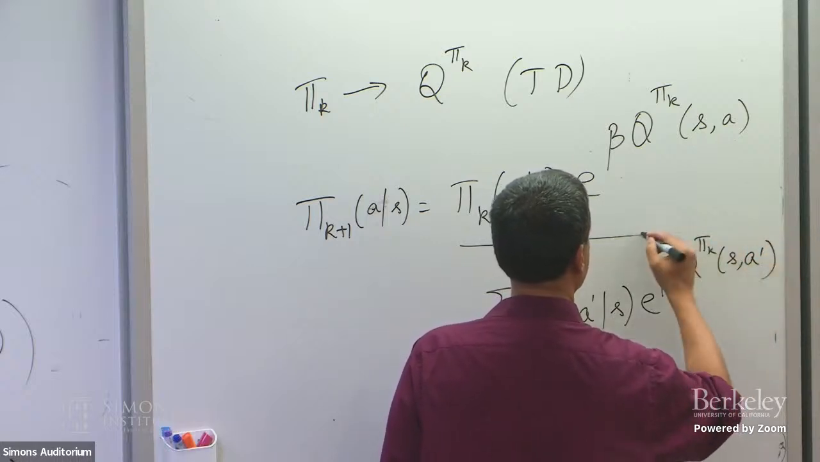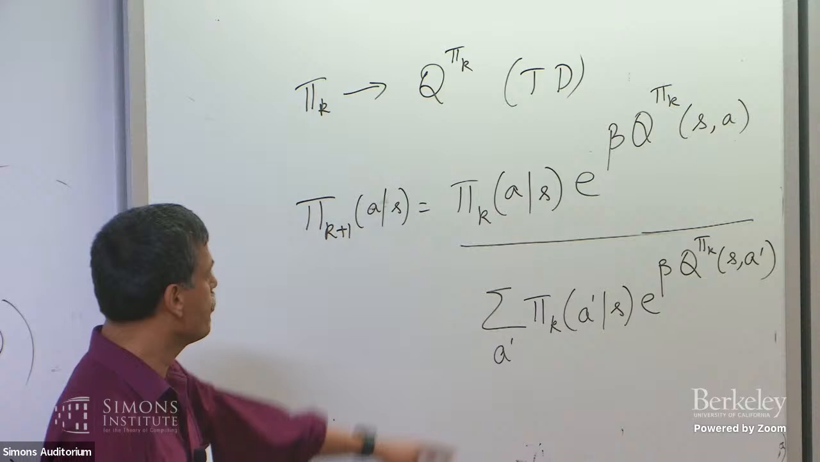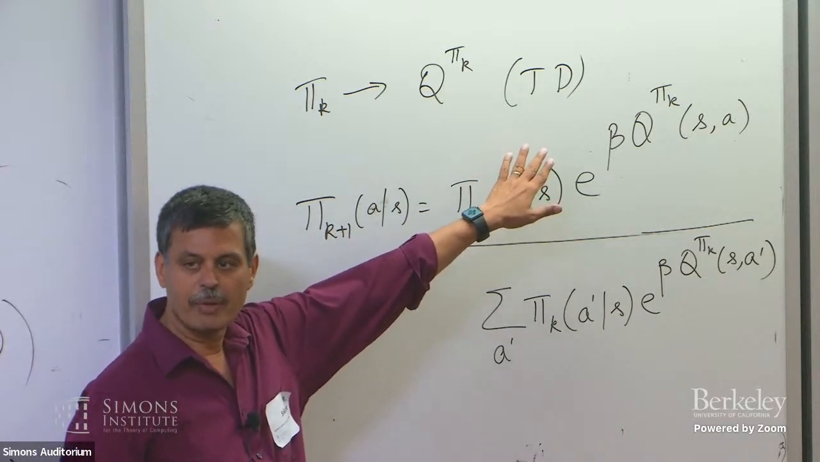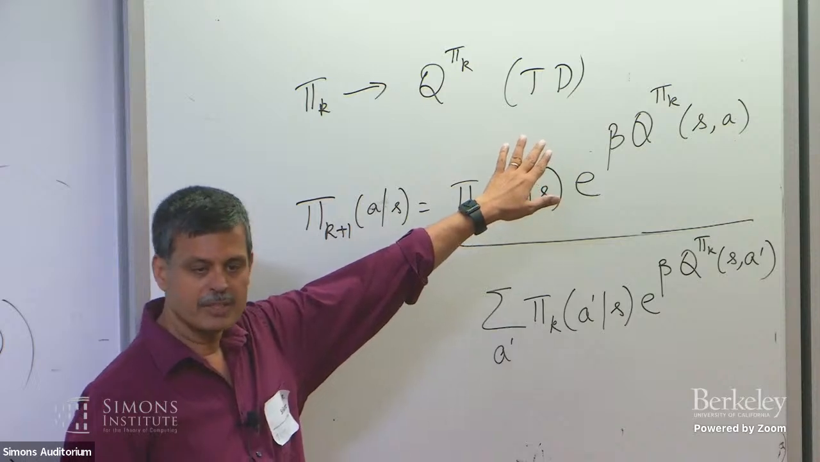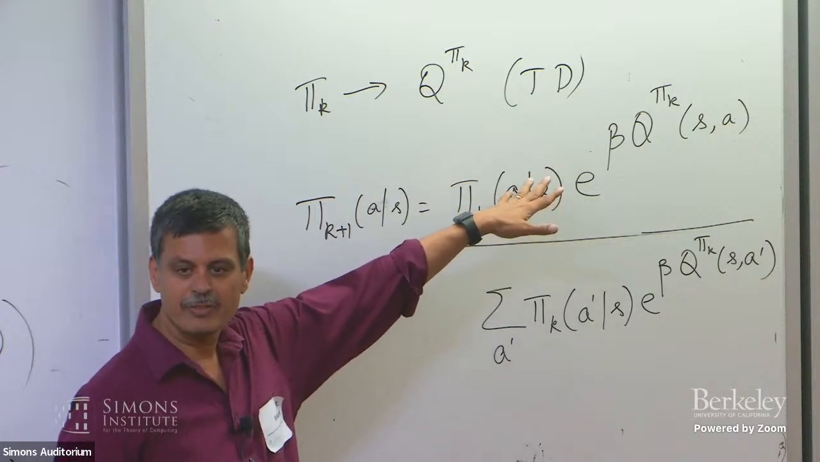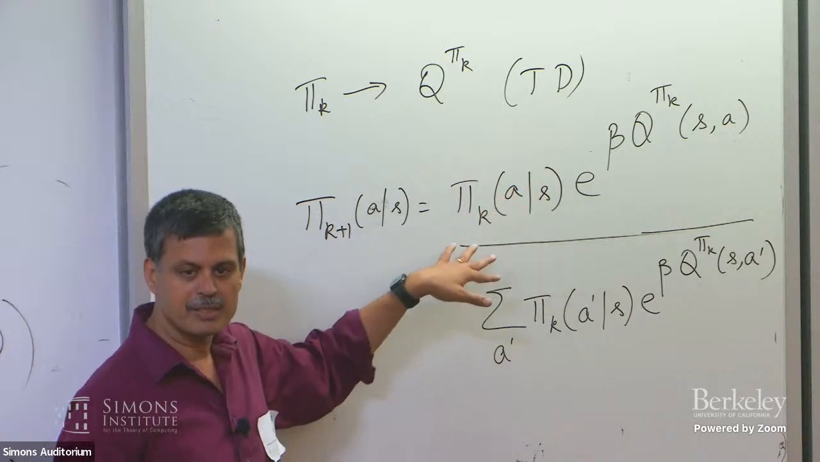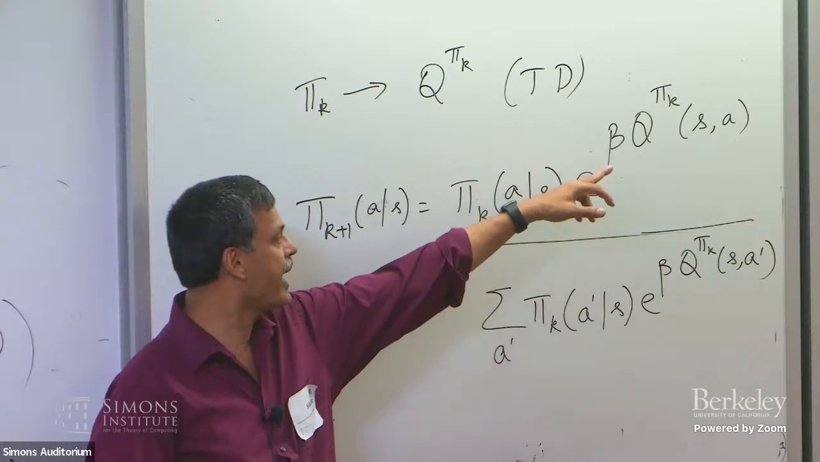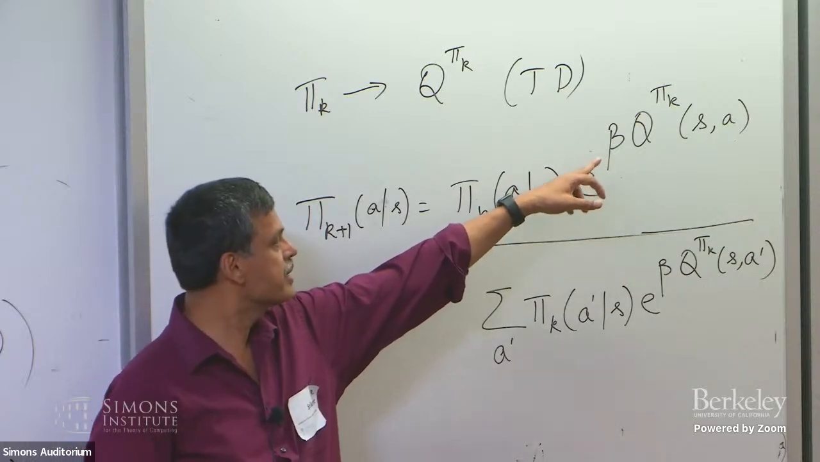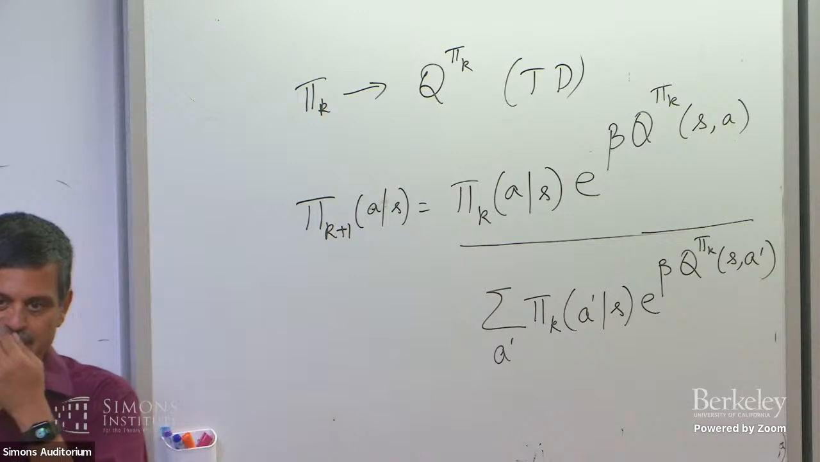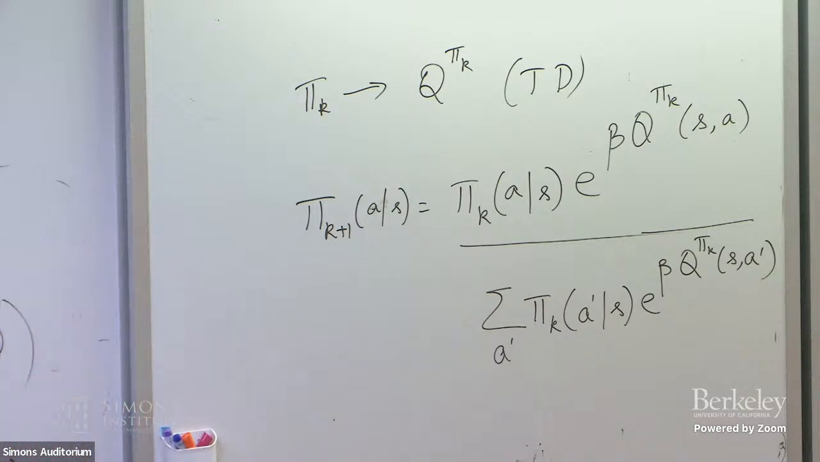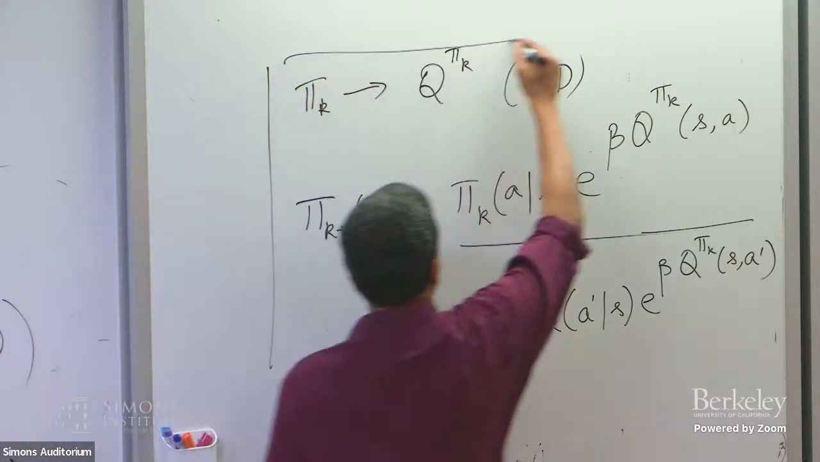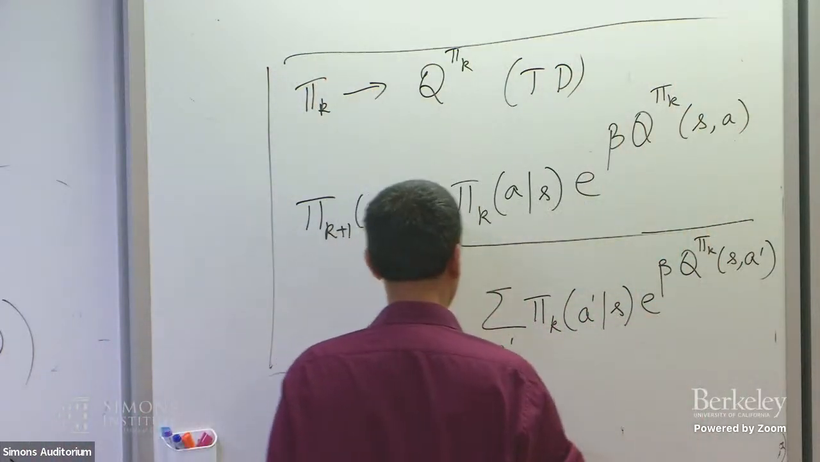So if beta goes to infinity, then you're automatically finding the maximum, right? So this is just the softmax version of the true maximum. Everybody understand this? So the larger the beta is, the more you put all your weight on the action that maximizes Q pi (s, a). Okay. So this is a reinforcement learning version of policy iteration.